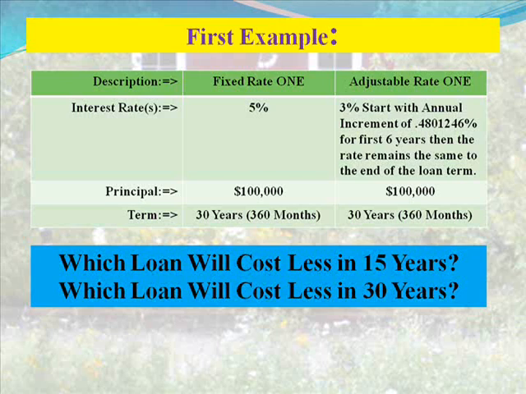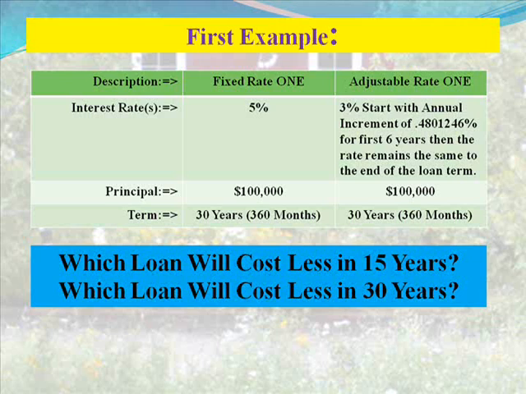For the adjustable rate loan, we'll start at 3% with annual increment of 0.480124% for the first 6 years. Then the rate remains the same to the end of the loan term. And the principal will remain the same as we have with the fixed at $100,000, and the term will be 30 years, 360 months.